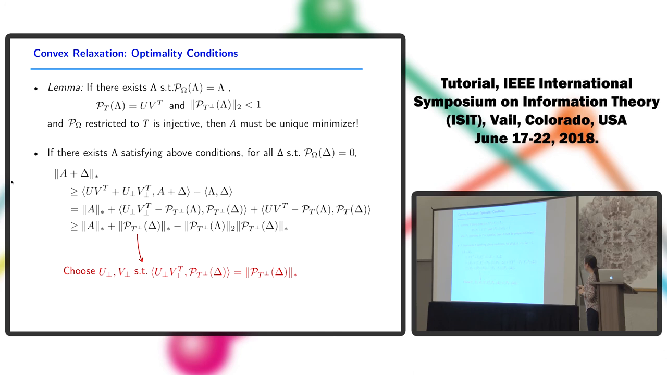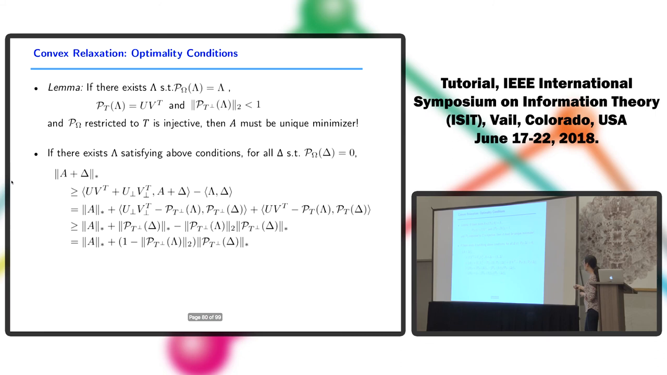Because we can choose any U perp and V perp that completes the basis, we can choose the one such that the inner product with delta projected onto the space orthogonal to T is equal to the nuclear norm itself. So that gets us that this inner product is equal to the nuclear norm. The second part again comes from the fact that the inner product is bounded by the spectral radius times the nuclear norm. And now we can combine these two expressions.